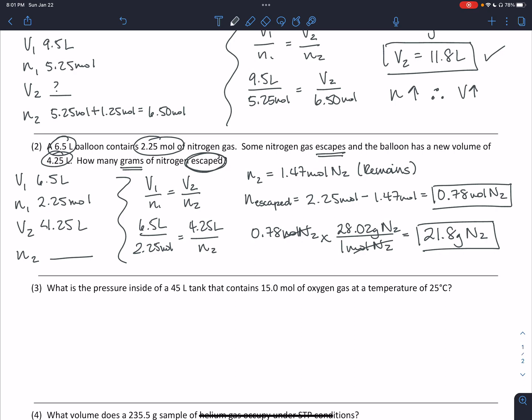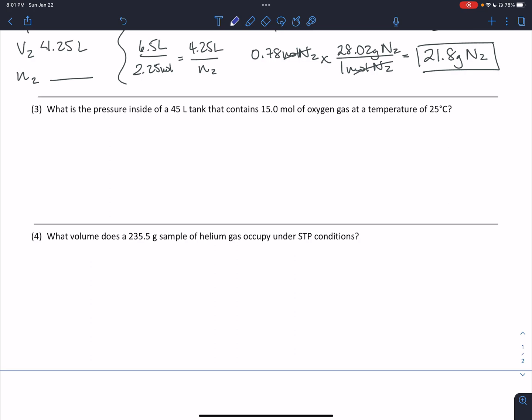Okay, so that's an Avogadro's law problem with a couple extra bits there, but this is nothing that you can't handle. All right, so let's move down to number 3. What is the pressure inside of a 45-liter tank that contains 15 moles of oxygen gas at a temperature of 25 degrees Celsius?